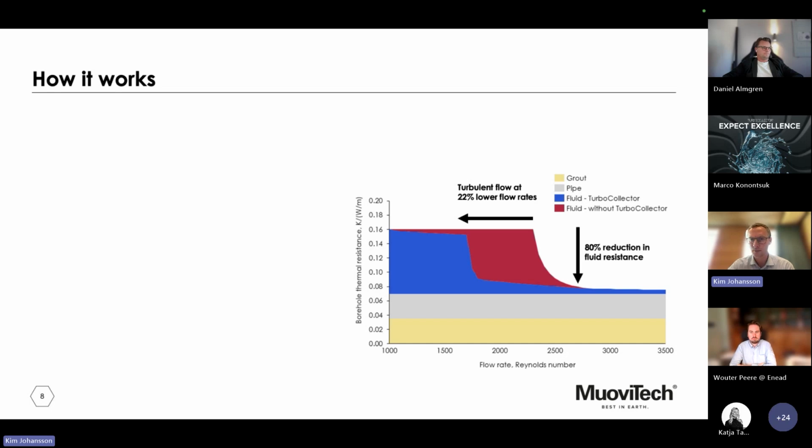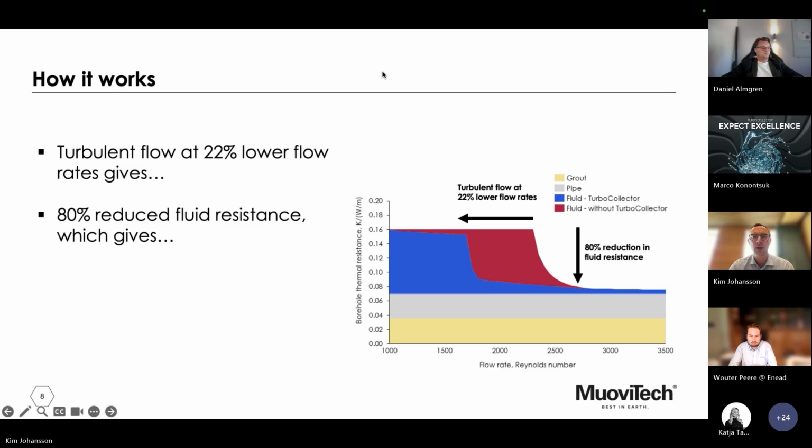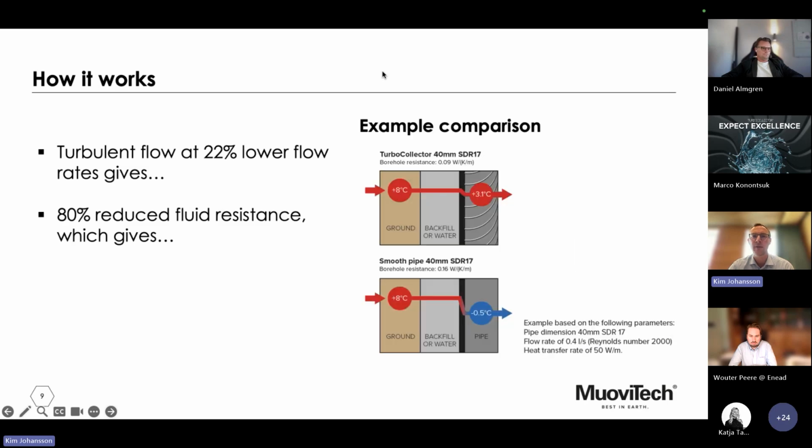And if we are able to go from a laminar state into a turbulent state, we can actually reduce the thermal resistance in the fluid by as much as 80%. And if we are able to do that, this will have an effect on the temperature that we are getting up to the heat pump. We could have less temperature difference between the ground and the fluid.